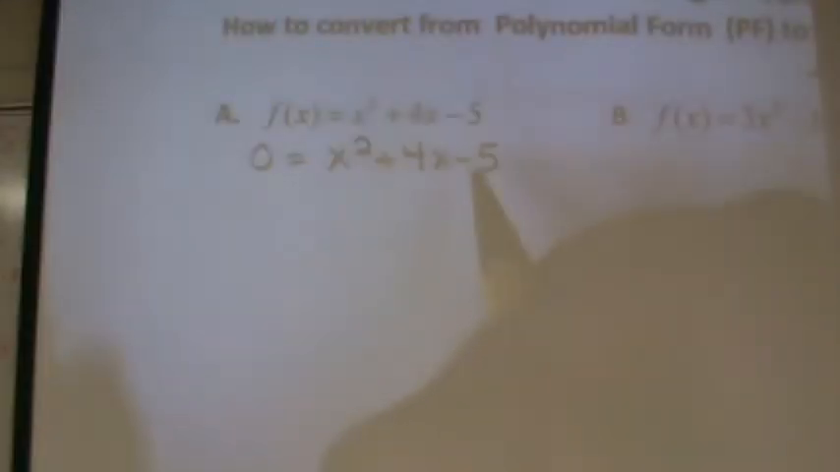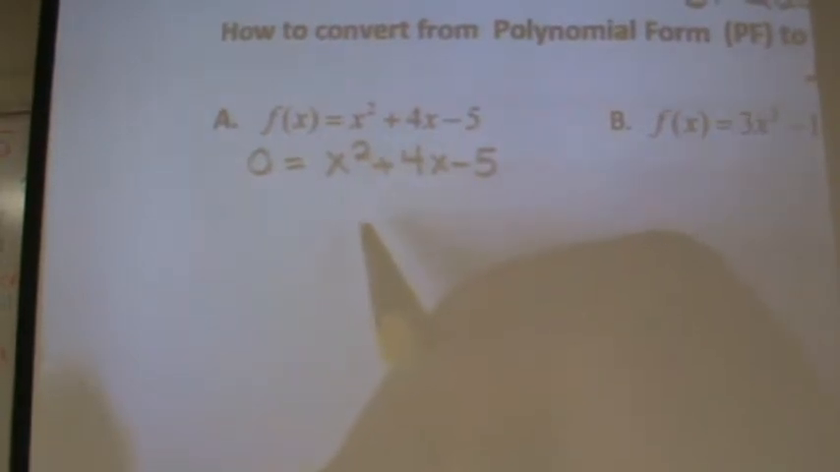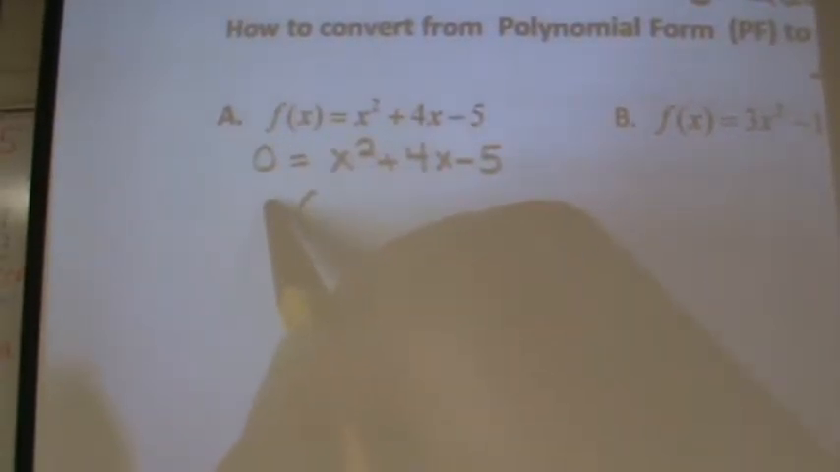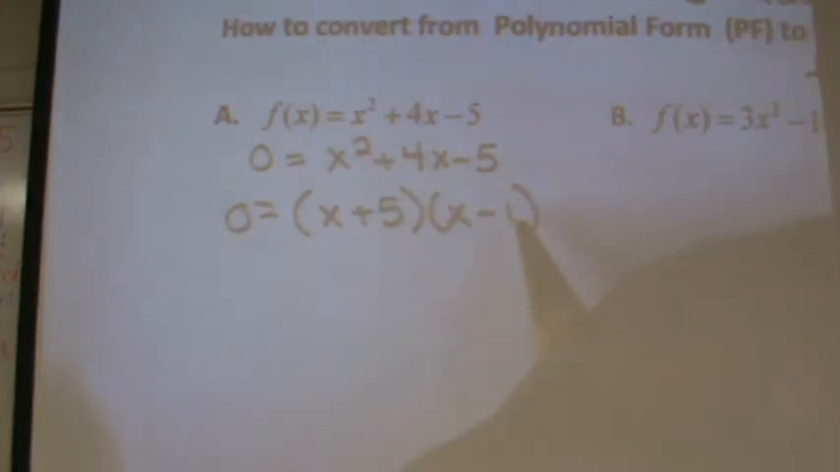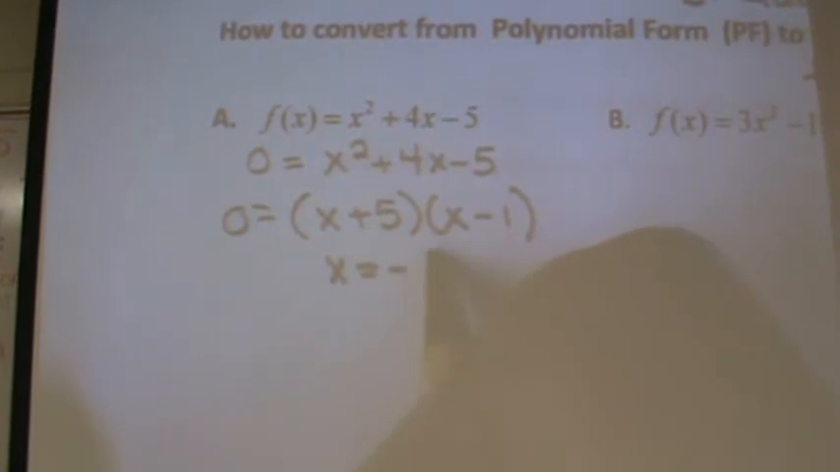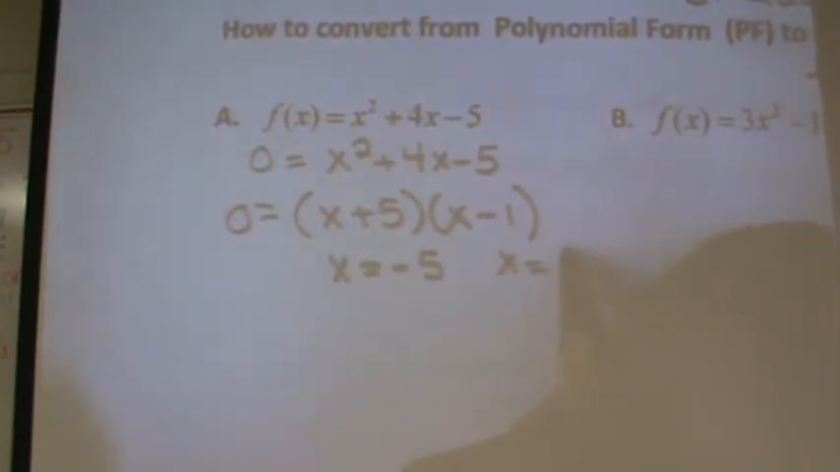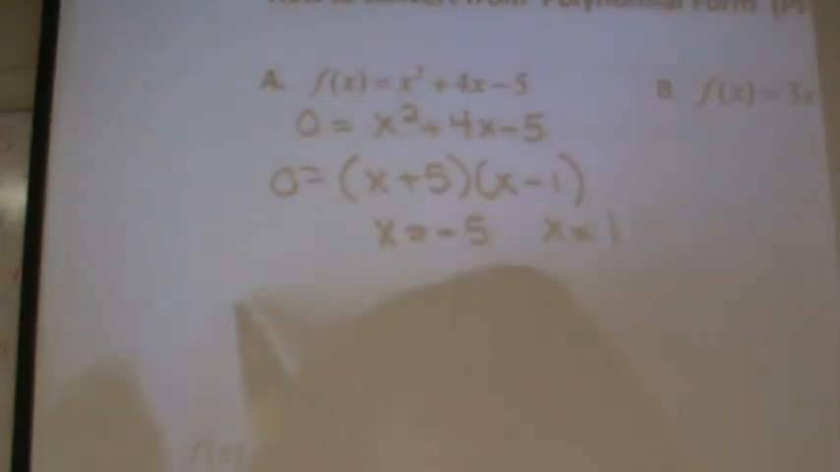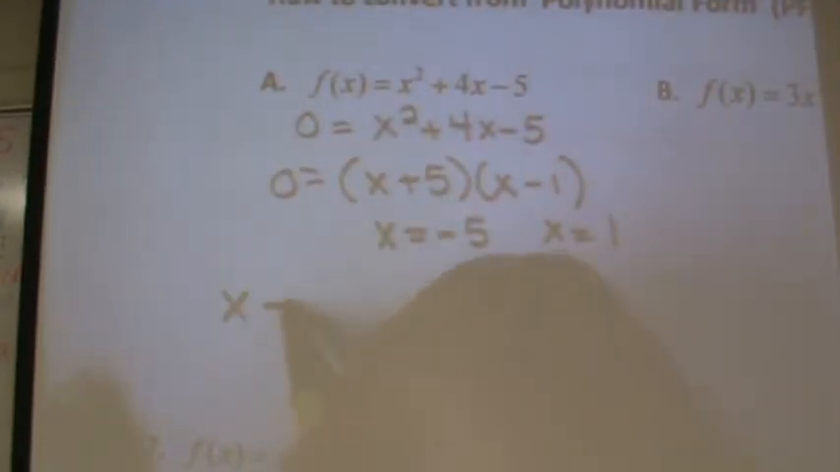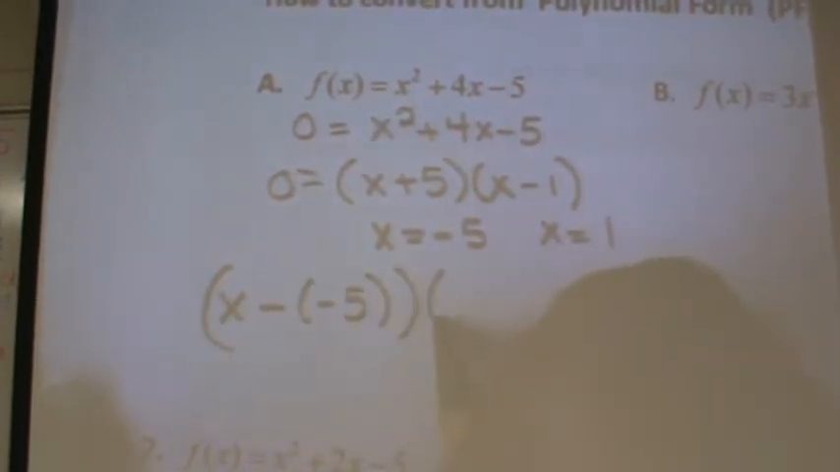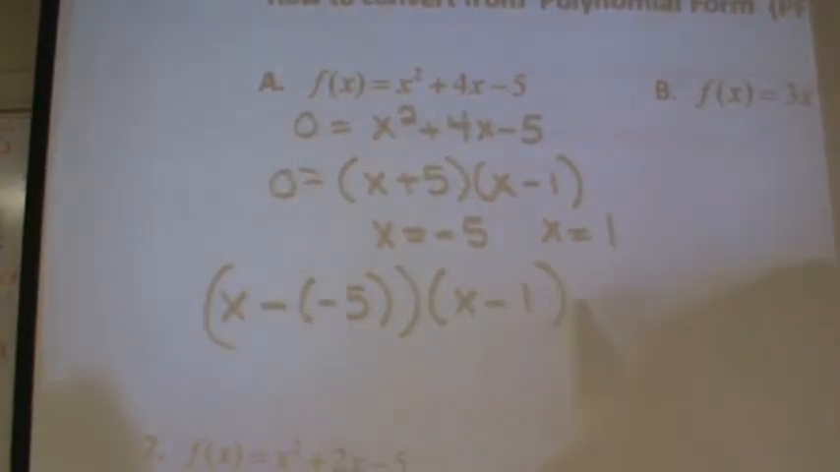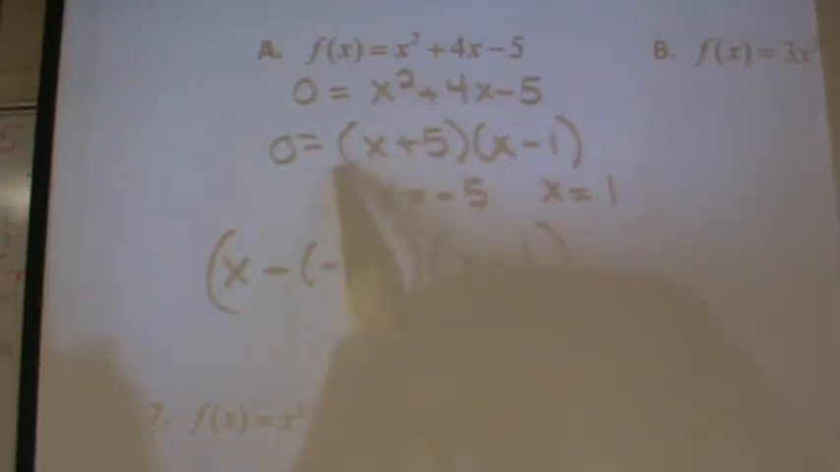Okay, so can you factor this one? Yep, you can. You get x plus 5 and x minus 1. So what are your x-intercepts? -5 and 1. So in this case, it's easy. It's going to be x minus -5 and x minus 1, which is exactly what you have here.